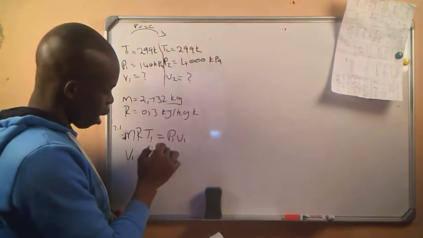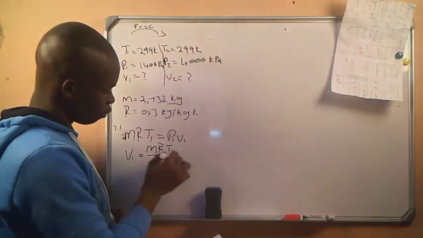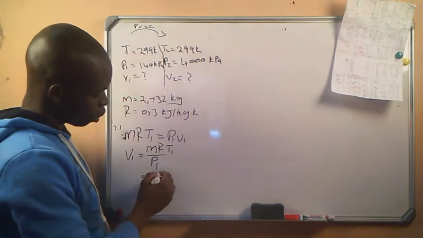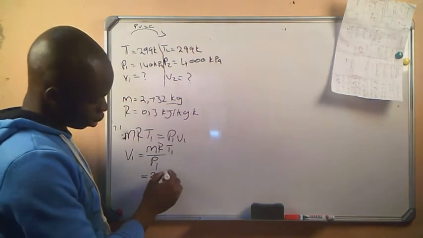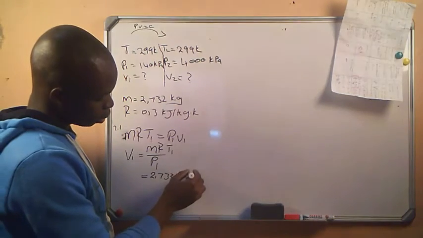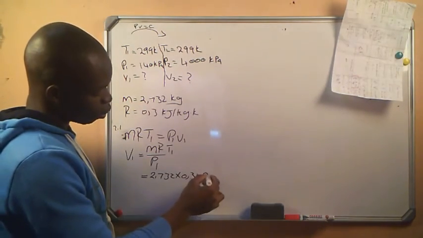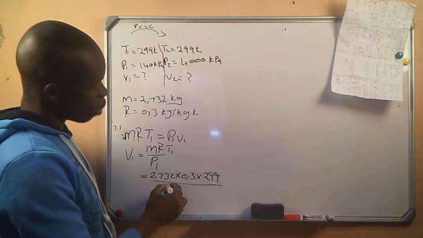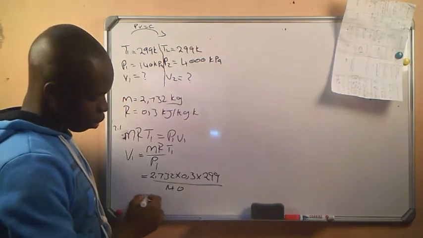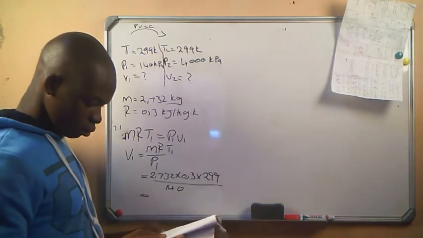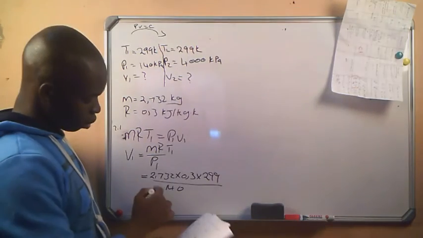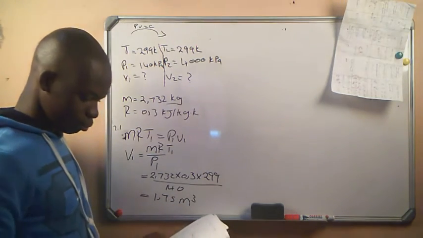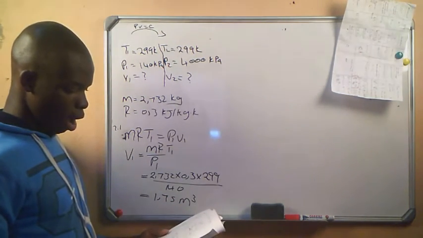We have MRT divided by P1. Then we substitute our M, which is 2.732, times 0.3, our gas constant, times the temperature, which is 299, all divided by pressure, 140. That equals 1.75 meter cube. That is our V1.